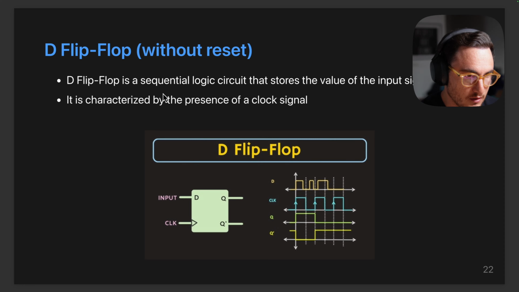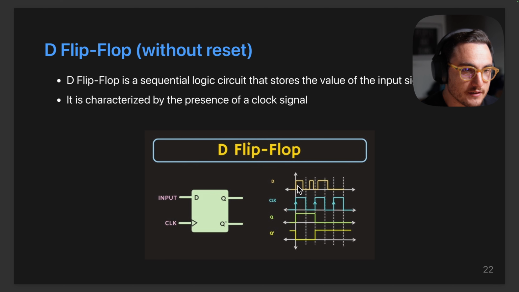We can now start to look at the first sequential element, which is the D flip-flop, and the D stands for data. This is the simplest form of a D flip-flop, without reset. It is characterized by the presence of a clock signal. This is the transition diagram that we see. So you can see the clock goes up and down, up and down, up and down.